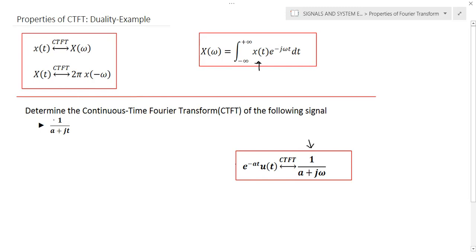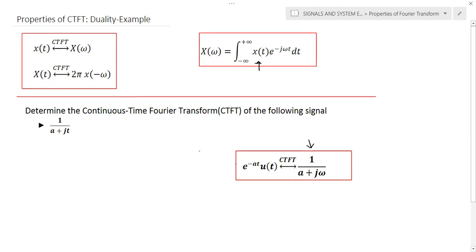If you look at this format, 1 by a+jt is almost similar to 1 by a+j omega. This is actually the transform of e raised to minus at into u of t. We already discussed the Fourier transform of an exponential signal, and this is a standard result. The signal in the time domain is e raised to minus at into u of t, and its continuous time Fourier transform is 1 by a+j omega. If we compare these two, instead of omega, it is t. So we can apply the duality theorem here, since a similar signal exists in the time domain.